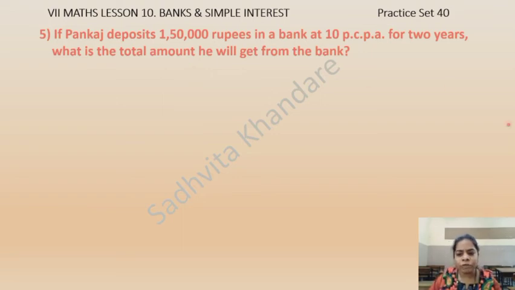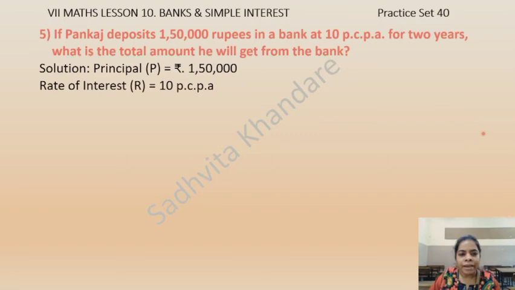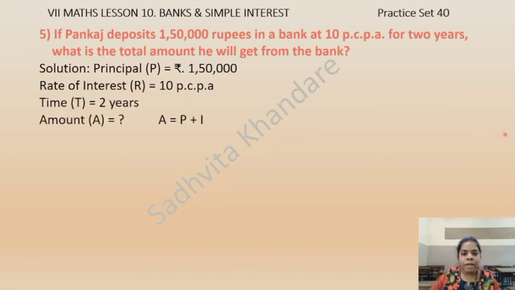Let's write the information first. Principal P is equal to rupees 1,50,000. Rate of interest R is 10 PCPA and time is 2 years. Amount A is question mark. A is equal to P plus I. In this we know what is P, but we don't know what is I. So we will find the value of I, which is interest, by using the other formula.